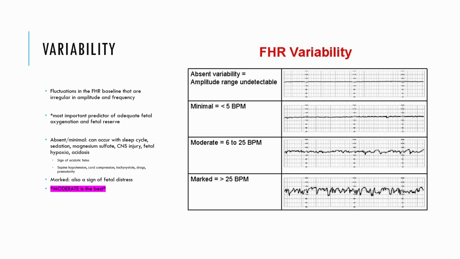Moderate variability is what we want to see. This is where the change from one beat to the next is from 6 to 25 beats per minute. Okay, that's what we want. Marked variability is where from one beat to the next, it's greater than 25.